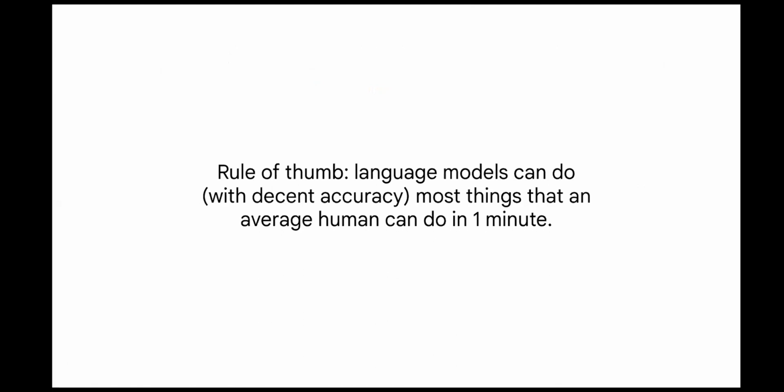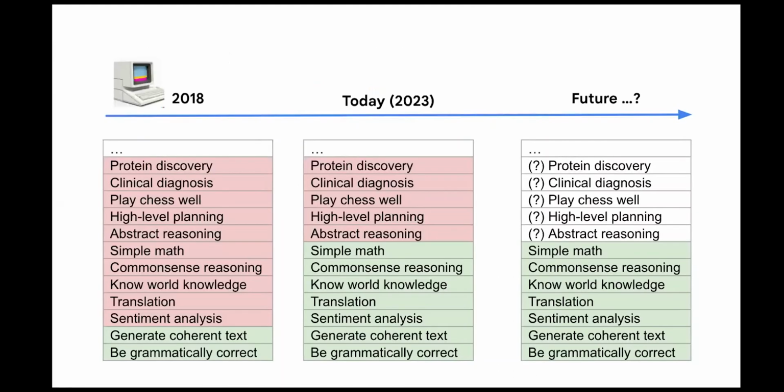One way you can look at this, and we'll go into more detail, is that today language models can do a bunch of things like simple math, common sense reasoning. They have world knowledge, they can do translation, they can do sentiment analysis, they can generate coherent text, they can be grammatically correct. But there are also a lot of things that they can't do, like abstract reasoning, high-level planning, playing chess well, making clinical diagnoses, or protein discovery.